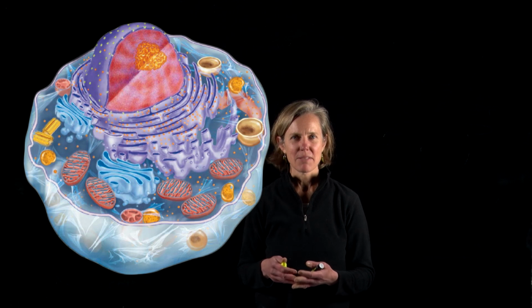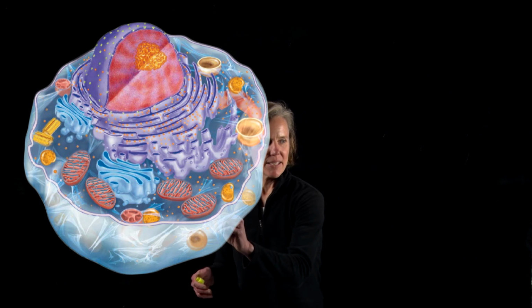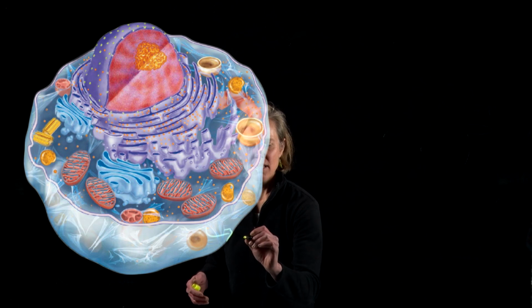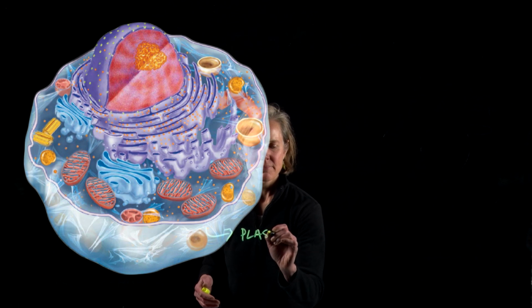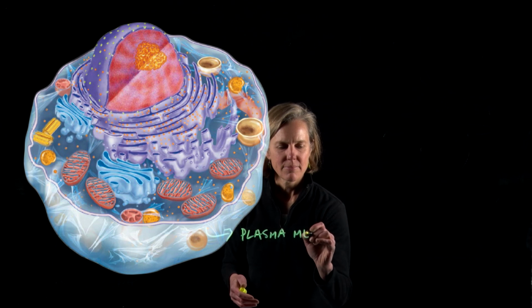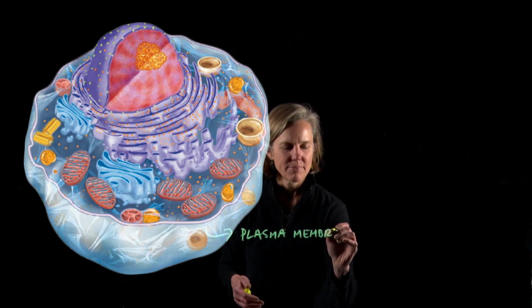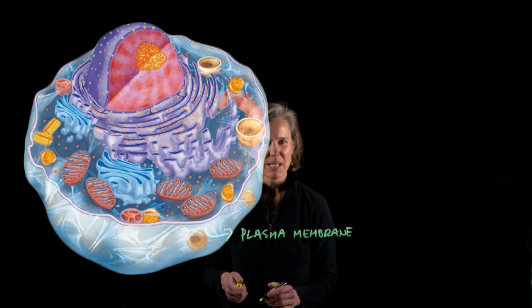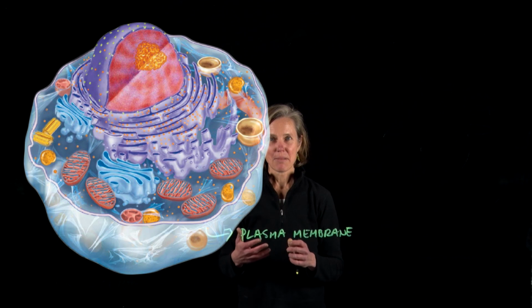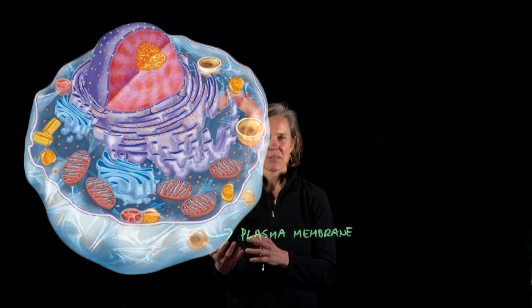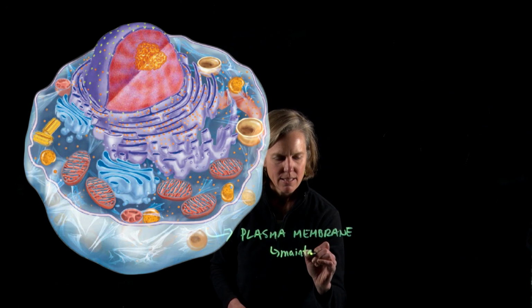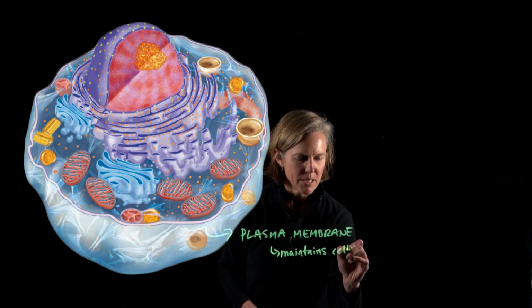Okay. Let's start with what's probably the most defining feature of a cell, and that's the presence of the plasma membrane. The plasma membrane is essential for separating the chemistry and the chemical reactions that are occurring inside the cell from its environment. So it's important for maintaining the cell environment.